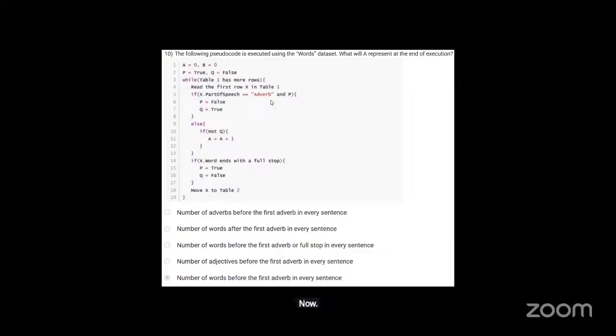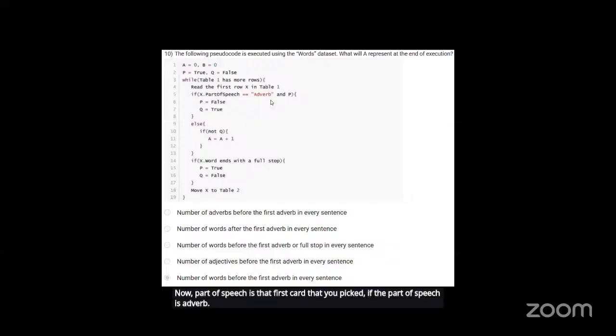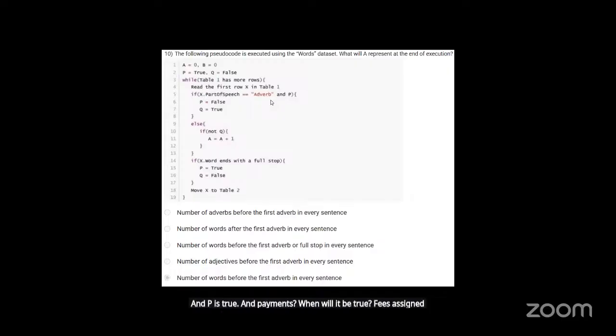Now, if the part of speech of the first card you picked is adverb and P is true. And when will P be true? If P is assigned the value true. Initially P is assigned the value true, so for the first iteration, P will definitely be true. And let's say the first card you picked is also of adverb part of speech. So both are true. In that case, you will come inside the if condition, and P will be assigned false, Q will be assigned true.